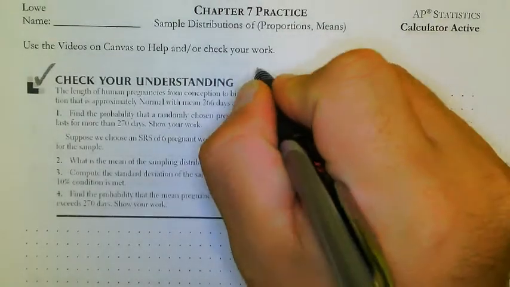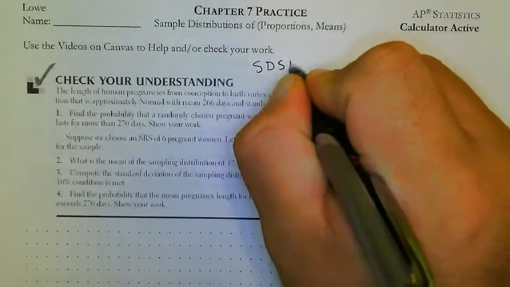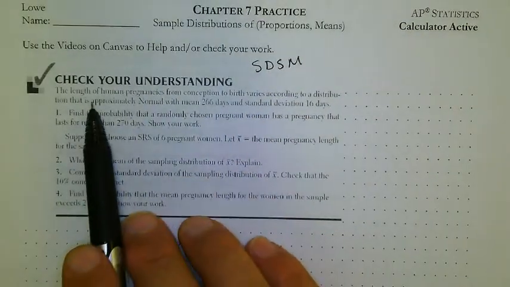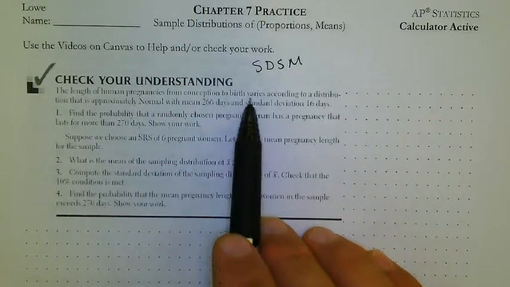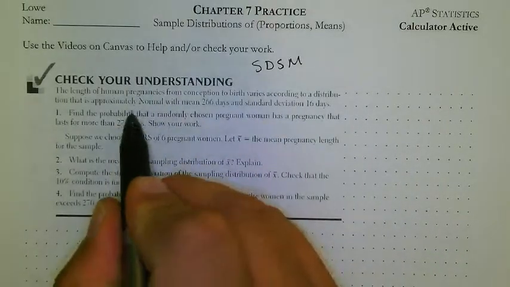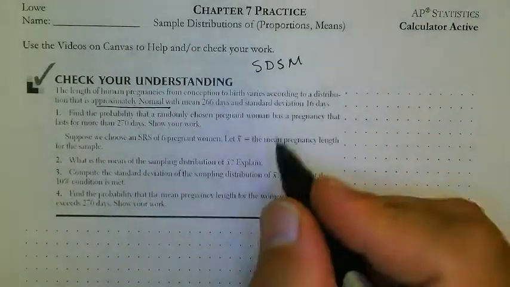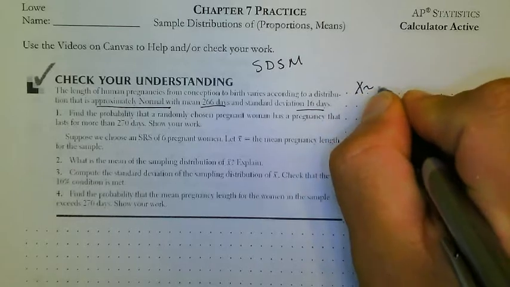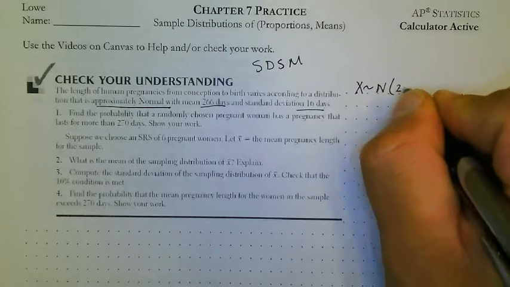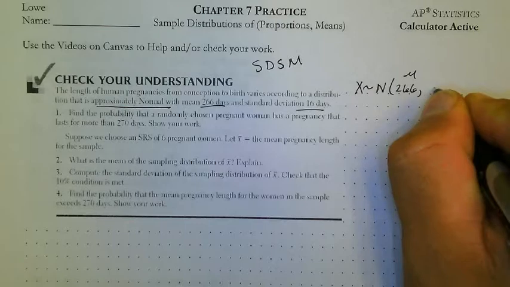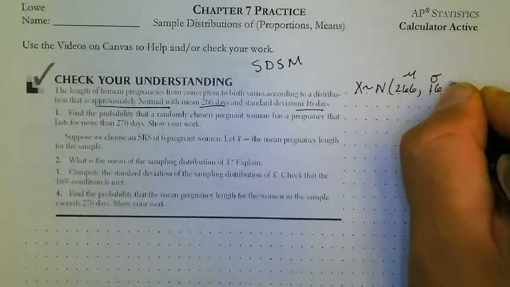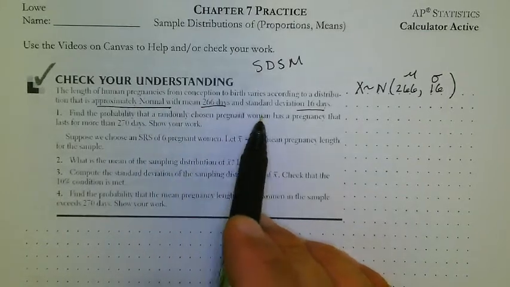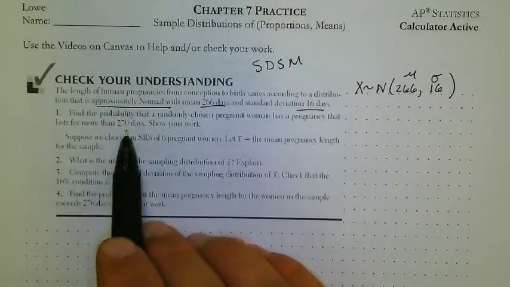Okay, so a check of understanding on working with the sampling distribution of sample means. The check your understanding talks about human pregnancies, and the birth varies according to a distribution that is approximately normal. That is very important to us. We have a mean of 266, the standard deviation is 16, right? So we have X distributed normally with mean 266 and sigma 16.